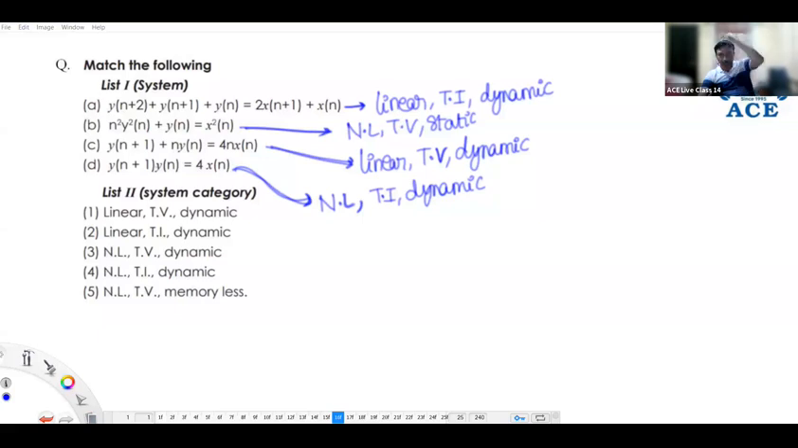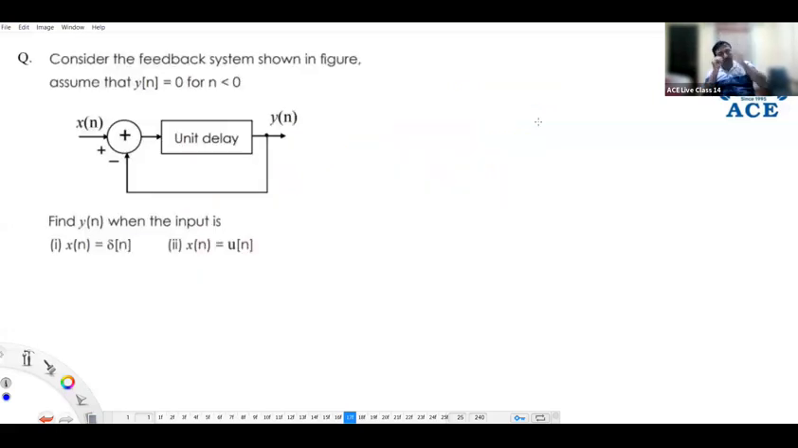Okay, let us go to the next model. Consider the feedback system shown in the figure. Assume the output is 0 for negative index. It is a summing point followed by a unit delay. Find the output when you apply the input as δ(n) as well as u(n). First, when you apply the discrete impulse, what is the output?